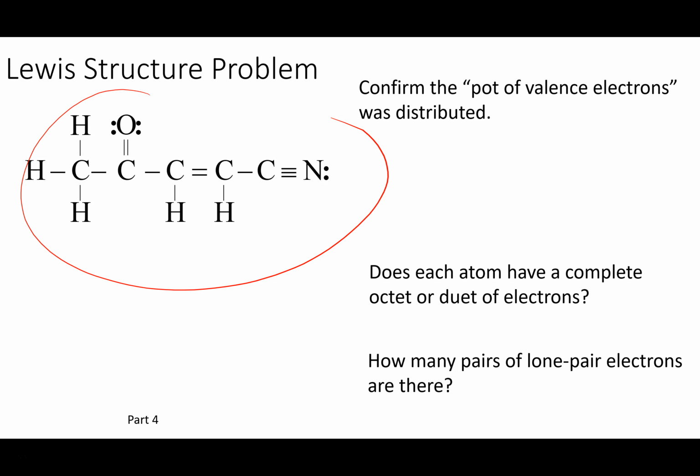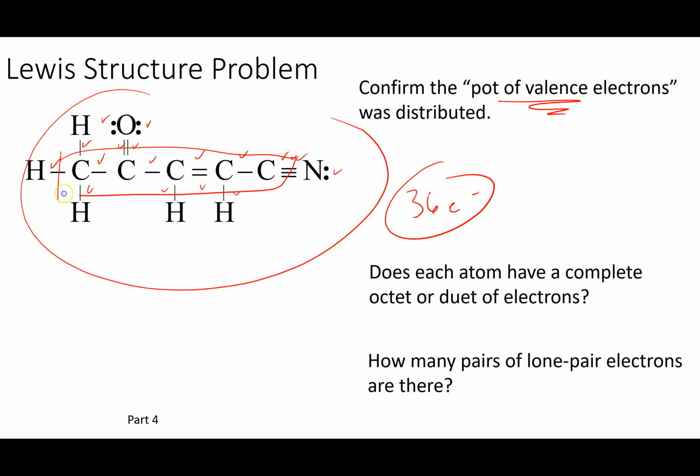I have 2, 4, 6, 8, 10, 12, 14, 16, 18, 20, 22, 24, 26, 28, 30, 32, 34, 36. So I get 36 electrons. And we can compare that to our pot of valence electrons.